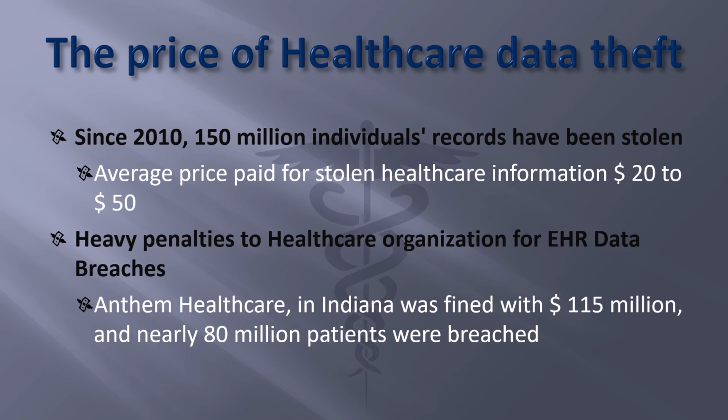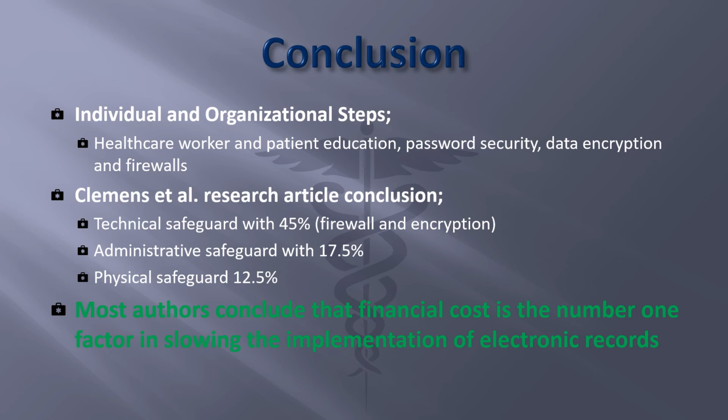And finally, our conclusion. In summary of this overview, we highlight some steps to mitigate the security and privacy risks of electronic medical records, including patients and healthcare organizations: healthcare worker and patient education, password security, data encryption, and installation of firewalls. Second, use the three pillars from HIPAA. The survey concludes that 45% of security personnel working with EHR chose technical safeguards as essential tools to mitigate security and privacy risks of EHR.